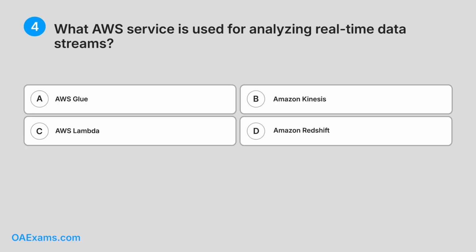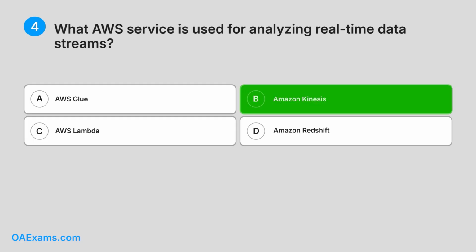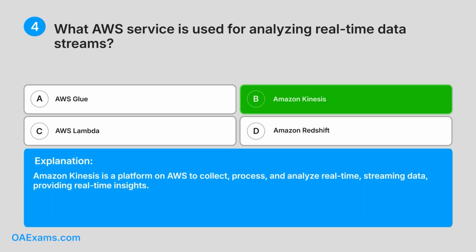4. What AWS service is used for analyzing real-time data streams? A. AWS Glue. B. Amazon Kinesis. C. AWS Lambda. D. Amazon Redshift. What do you think is the answer? Correct answer: B. Amazon Kinesis. Explanation: Amazon Kinesis is a platform on AWS to collect, process, and analyze real-time streaming data, providing real-time insights.